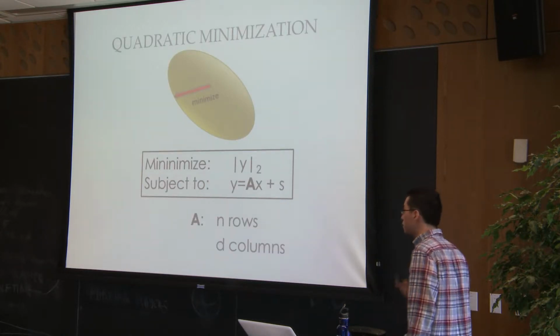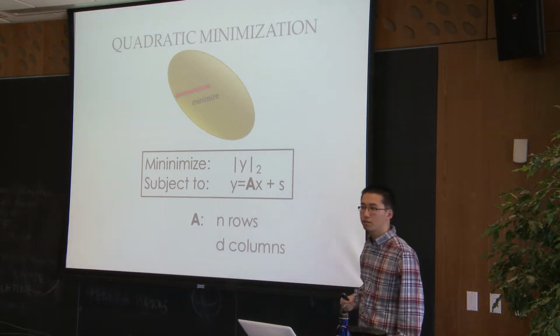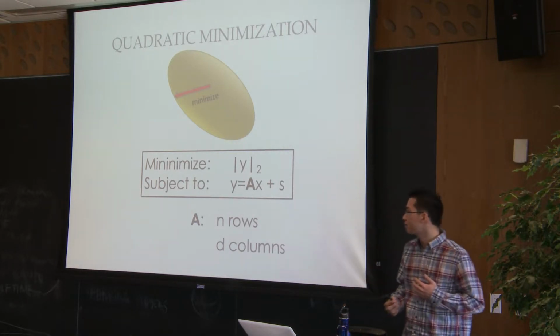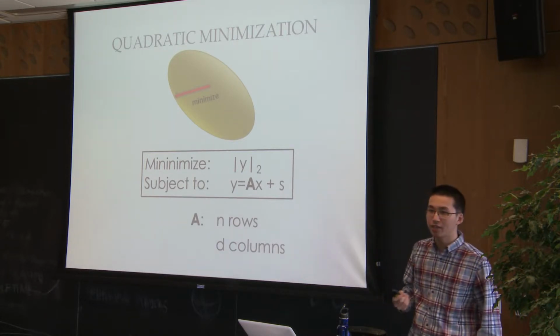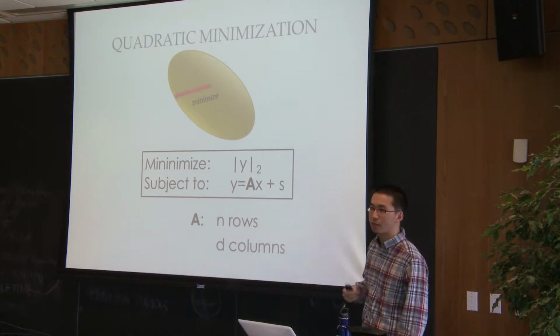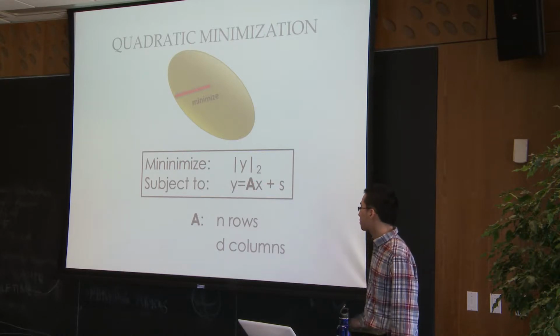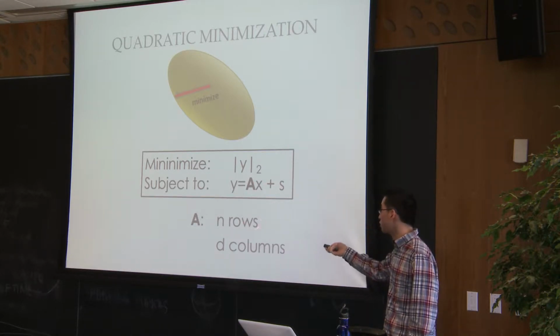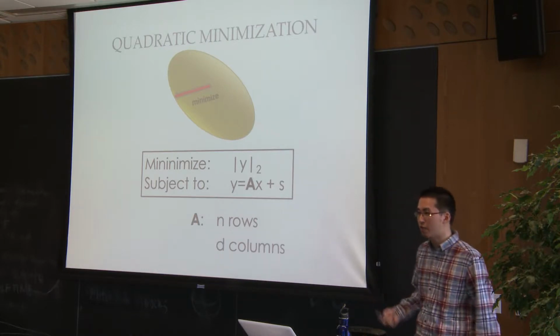So to recap, quadratic minimization is I want to minimize the 2 norm of some vector subject to linear constraints. So here I will have minimize the 2 norm of a vector y, so just Euclidean distance, subject to the constraint that y equals Ax plus s. So y is just in some subspace. And so the notation I'm introducing here is that A is a matrix. It's an n-row d-column matrix.